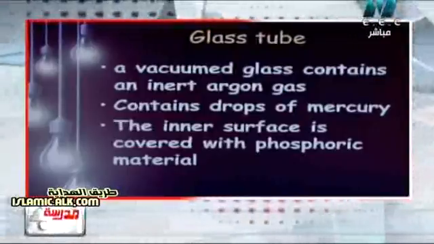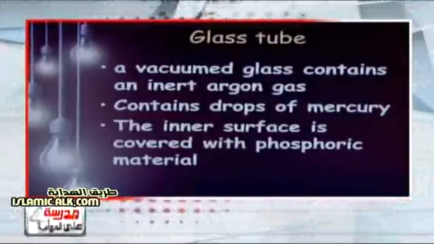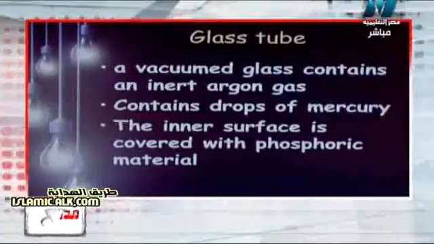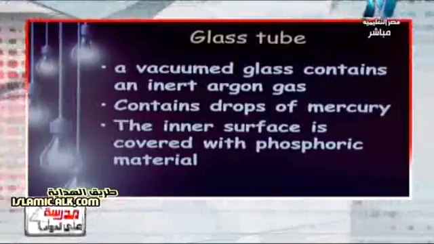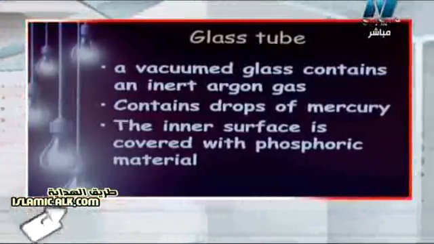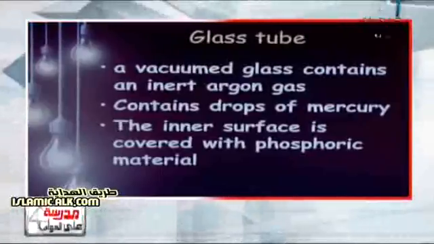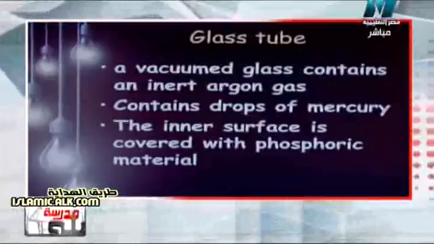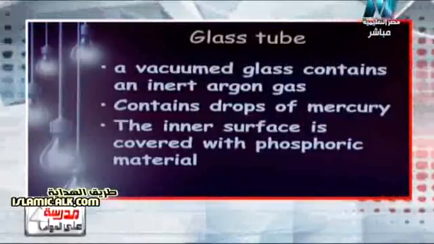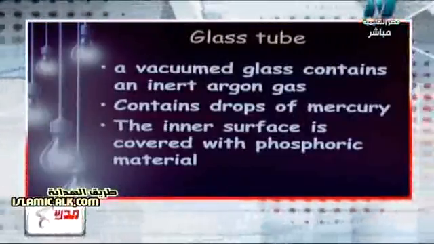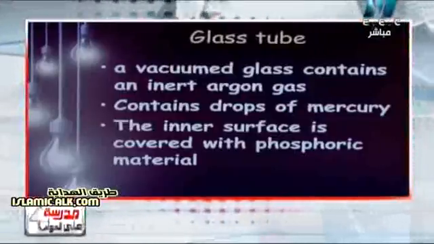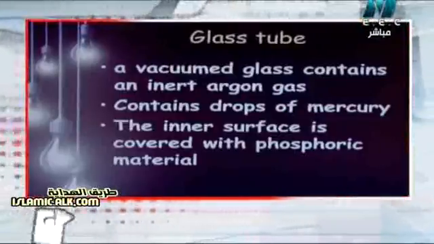Why? Because we know the argon gas prevents tungsten from burning, because it doesn't help burning. Okay? And it has another advantage. في هنا advantage تانية مهمة جدا، ميزة مهمة جدا. It contains drops of mercury. فيها نقط من الميركوري. Why? Give reason. ليه حطينا mercury or drops of mercury inside the glass tube of the fluorescent lamp?